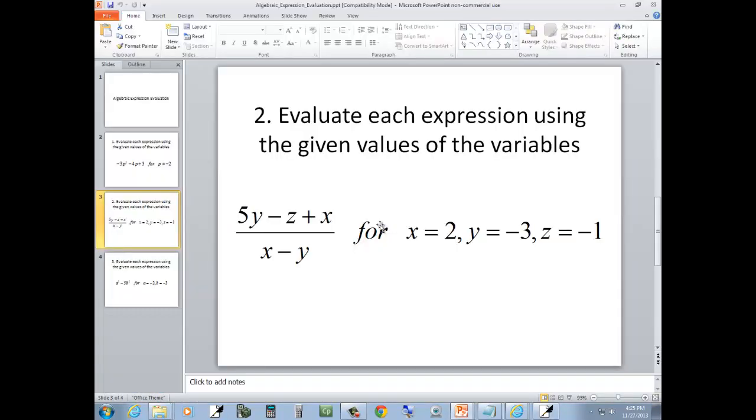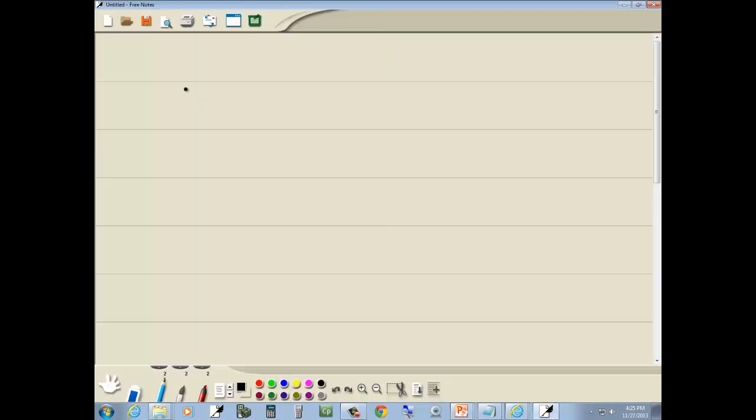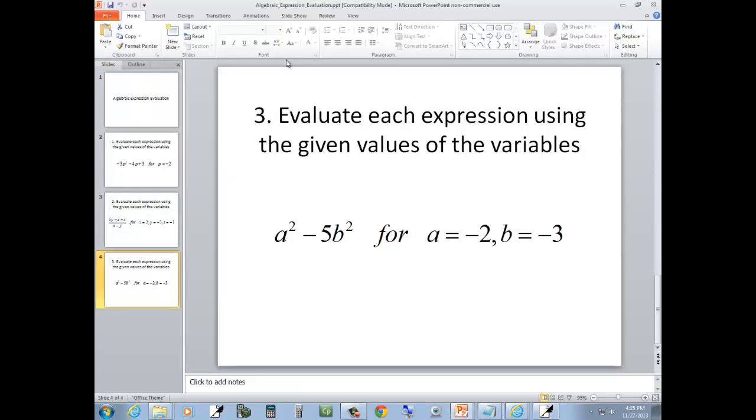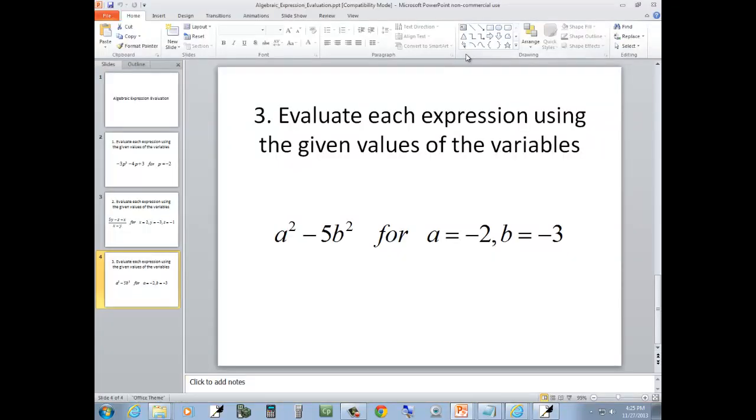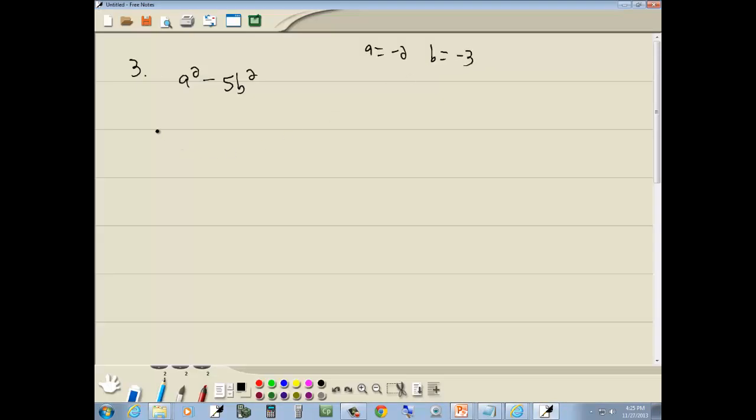Let's take a look at our third example. We got a squared minus 5b squared. And we got a is equal to negative 2, and b is equal to negative 3. I'm going to go through and replace my variables with parentheses. Everything else remains exactly as is. Squareds, the 5, the minus. Well, we said a was negative 2, so put negative 2 in for the a. We said b was negative 3, so I'll put negative 3 in for the b.